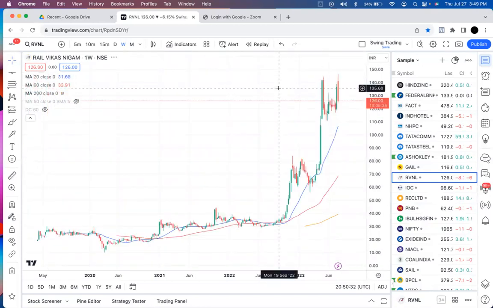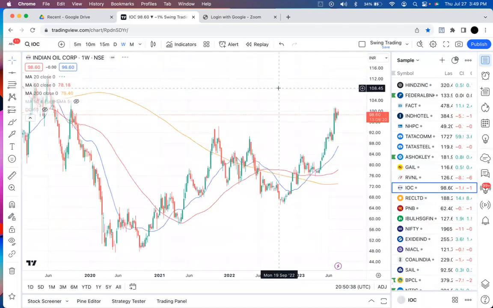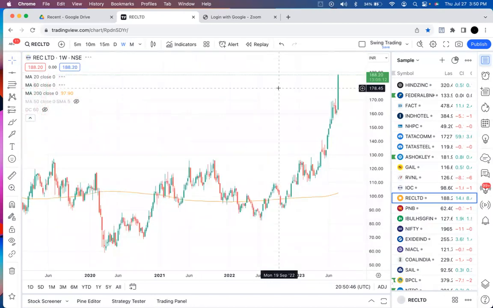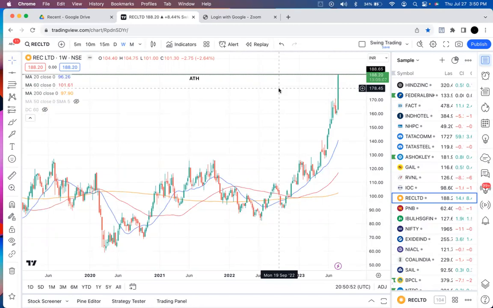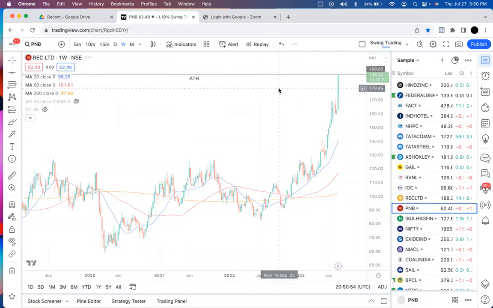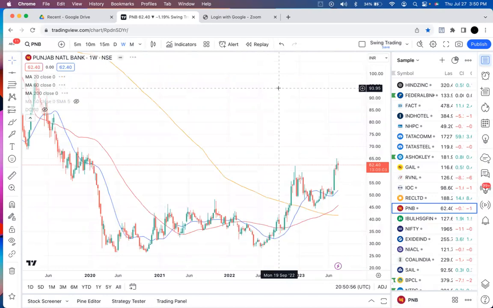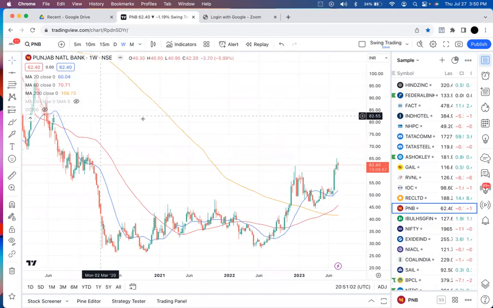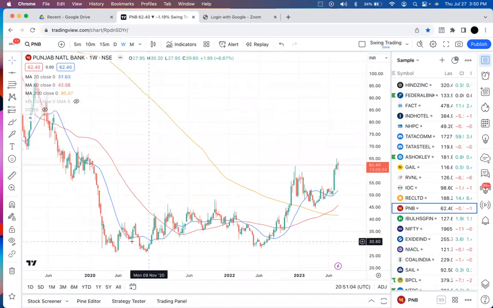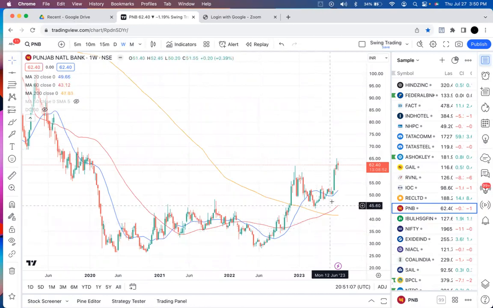RVNL, again, the 20, 60, and 200 look good, although the 200 doesn't have much of a history, but it's still there. 20, 60, 200 on the Indian Oil Corporation looks good on the weekly chart. Okay, then REC Limited on the weekly chart, yeah, looks good. PNB on the weekly chart. Let's see what this one looks like. Okay, now you see the PNB had a huge drop for some time, and then there was a sideways movement, and now it's beginning to pick up. All right, let's see if there's hope.